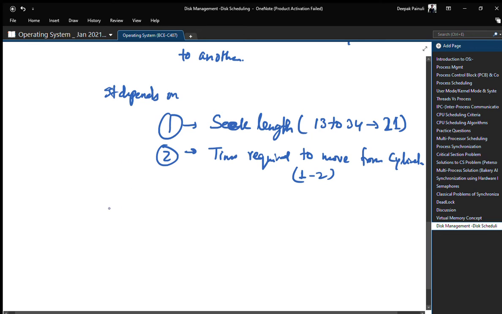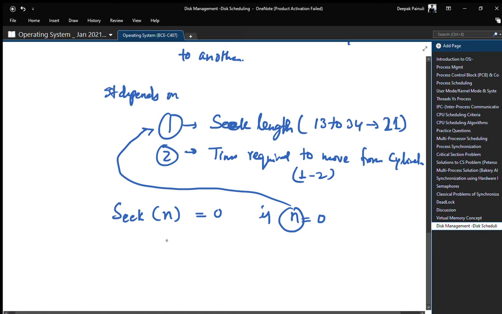So mathematically, seek time for n equals 0 if n is 0. And what is n? N is the seek length, right? Logically it is correct. If the head is not moving, that means seek time will be 0, right? And seek time for n will be a plus b n if n is greater than 0.